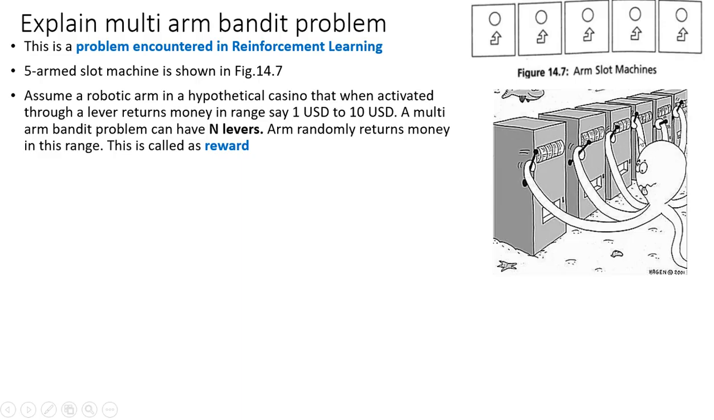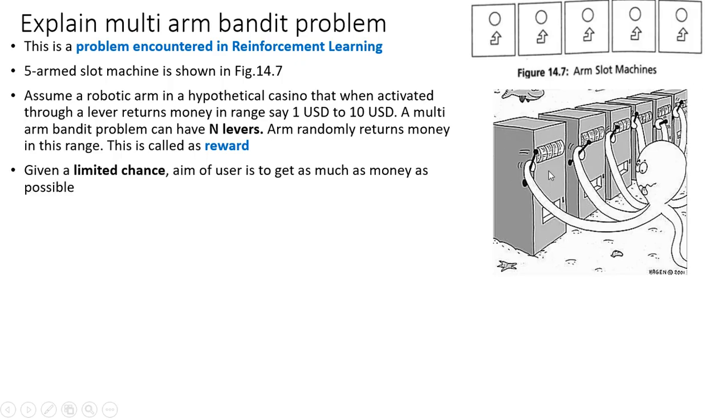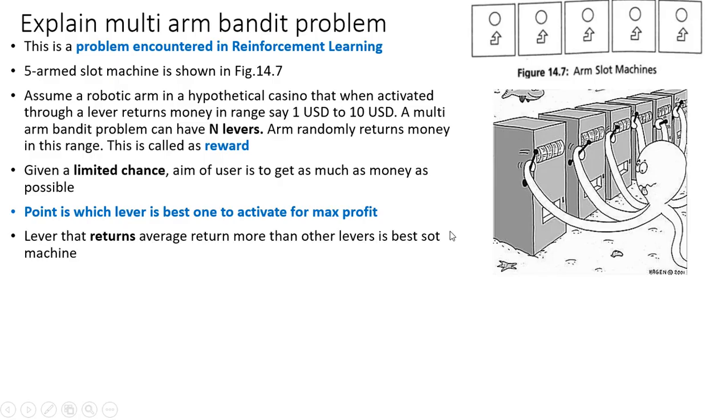There is one lever for each machine, right? You do not know which lever, when activated, will give maximum rewards. Let's say each lever will give money in the range of $1 to $10. Now you have a fixed number of attempts. Within that fixed number of attempts, you have to get the maximum money. So there is a limited chance, right? The point here is which lever you have to activate for maximum profit. The lever that returns a higher average return than the others is the best slot machine.